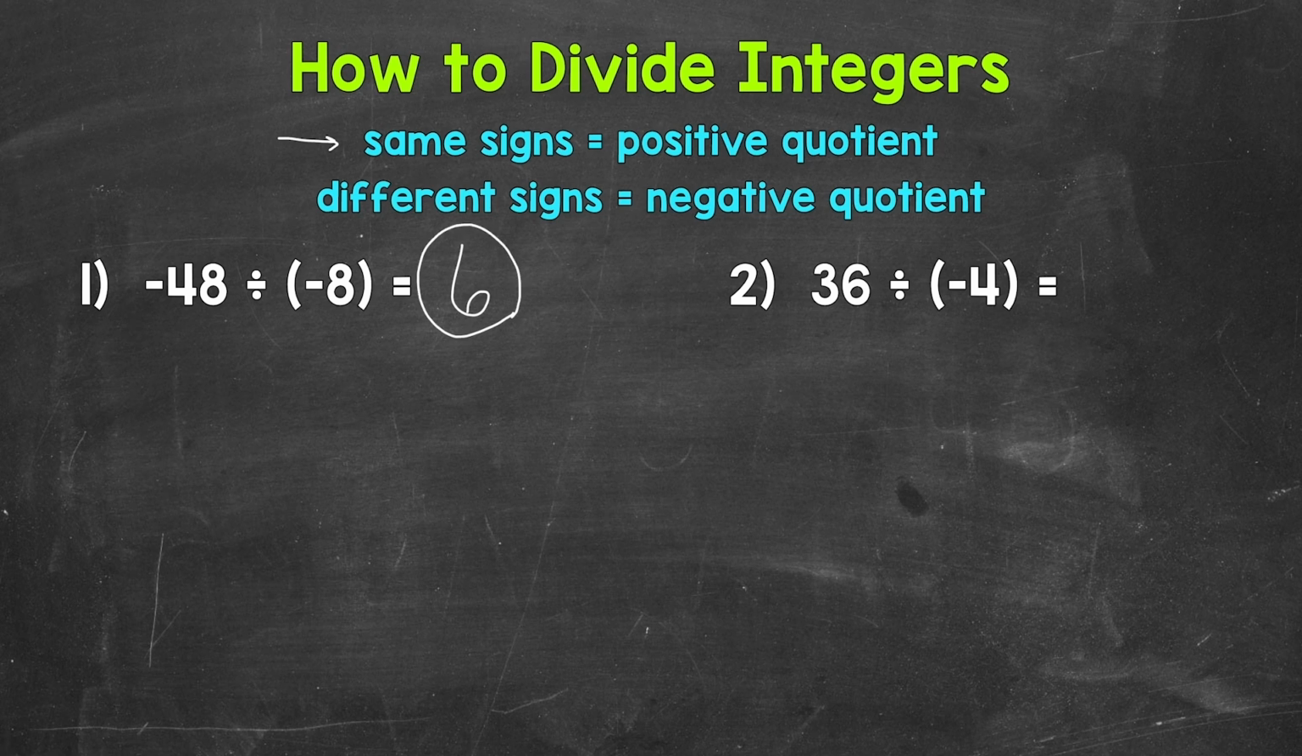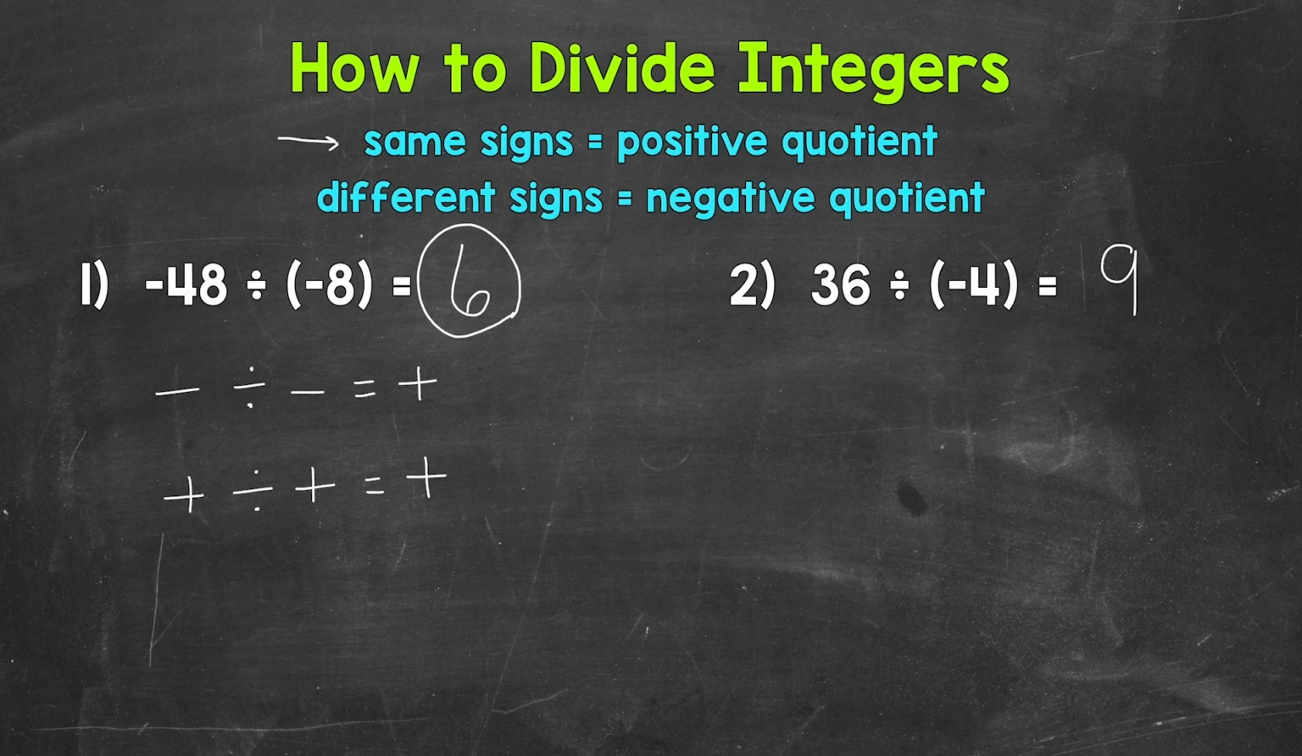Now let me back up here and further explain same signs. So same signs would be a negative divided by a negative, like number 1, that equals a positive, and then also a positive divided by a positive equals a positive. Let's move on to number 2, where we have 36, a positive 36, divided by -4. So let's think of this as 36 divided by 4, which is 9.